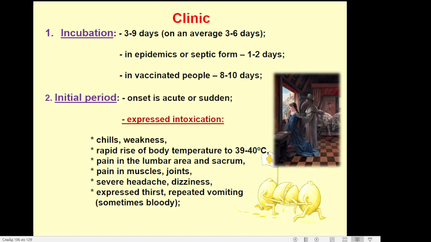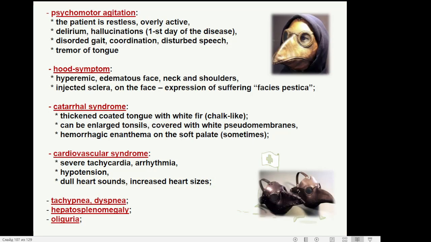Initial stage. Sudden beginning, expressed intoxication, very high rise of temperature to a level of 39-40, chill, weakness, pain in muscles, pain in joints, severe headache, expressed thirst, repeated vomiting, sometimes bloody vomiting. Intoxication is so severe that toxic encephalopathy may develop. The patient is restless, overly active, maybe delirium, hallucination from the first day of disease. So it is not intoxication such as usual flu. It is severe intoxication, which is associated with damage of the central nervous system too.